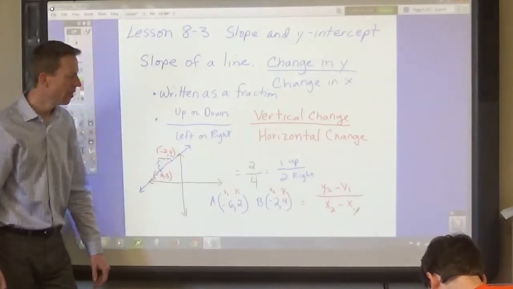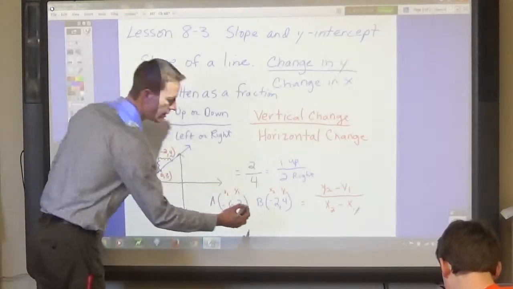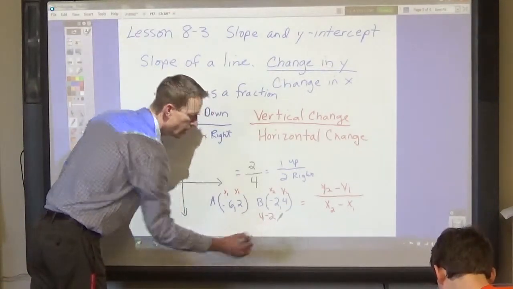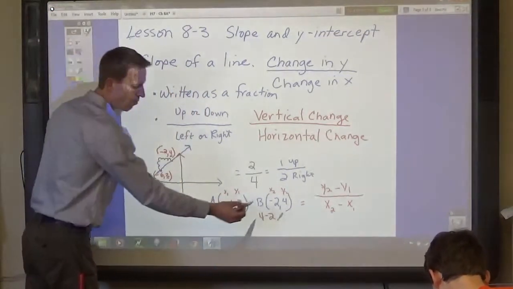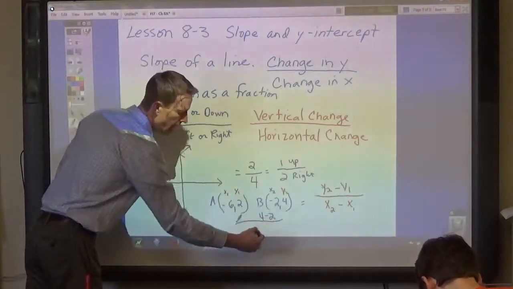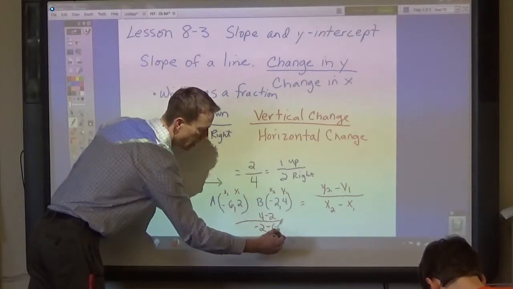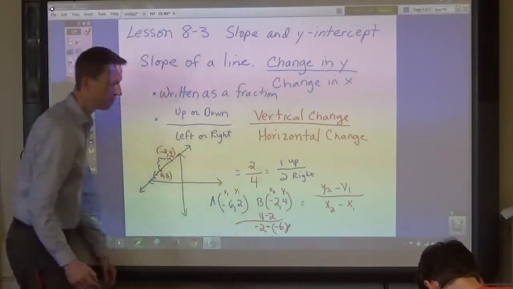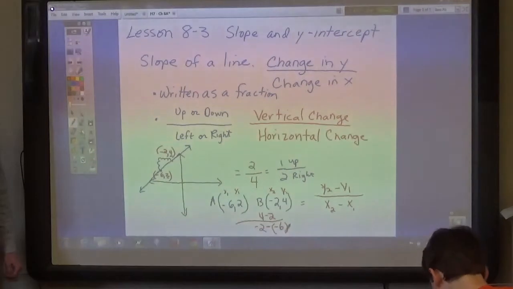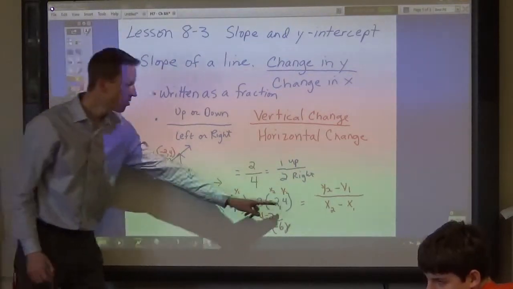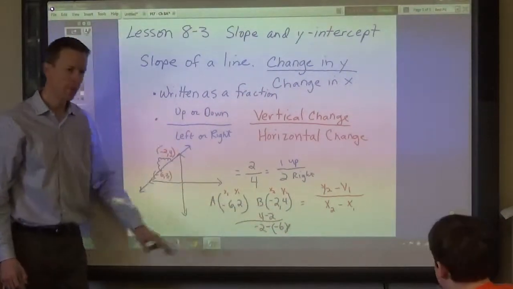How would we write that out in terms of numbers? Well, it would look like this. 4 minus 2 over -2 minus -6. Okay? 4 minus 2, -2 minus -6.